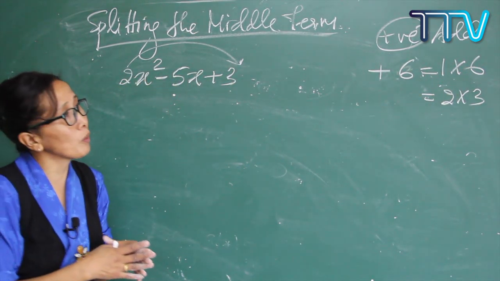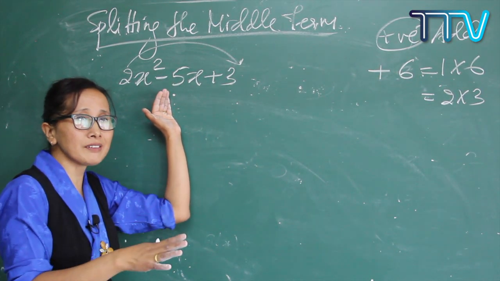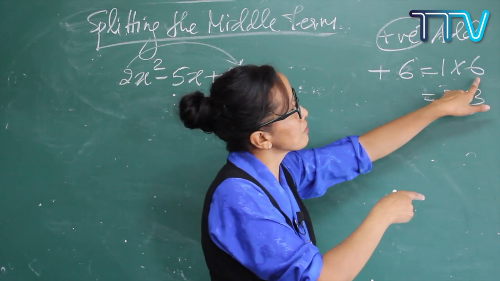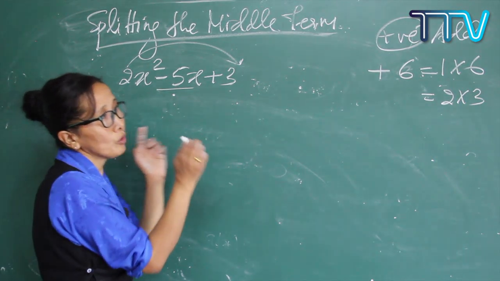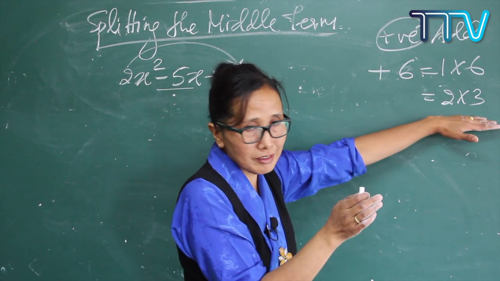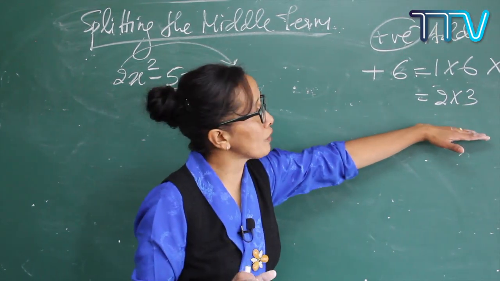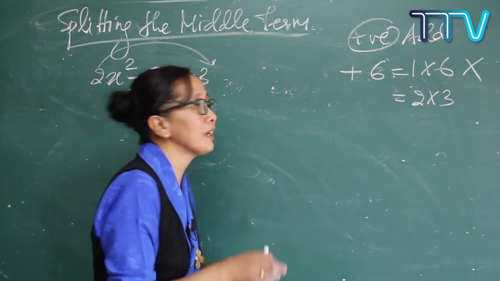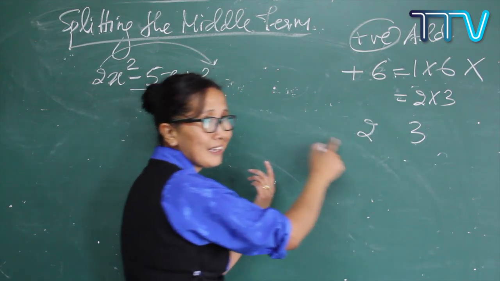So how do we get the middle one? Which factors, when you add them, give the middle number? So check one by one. If you add up 6 and 1, do we get 5? Your middle term is 5. You are not getting 5 at all. Now check the second one. If you add up the 2 factors, that is 3 and 2, do we get 5? Yes, we are exactly getting 5. So when you add up 2 and 3, you are exactly getting 5.